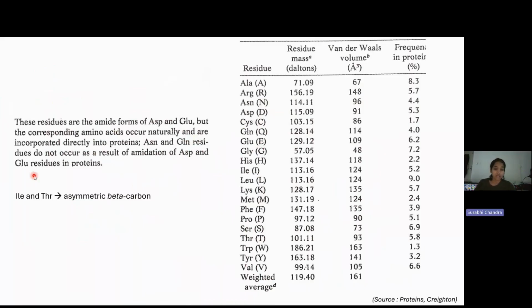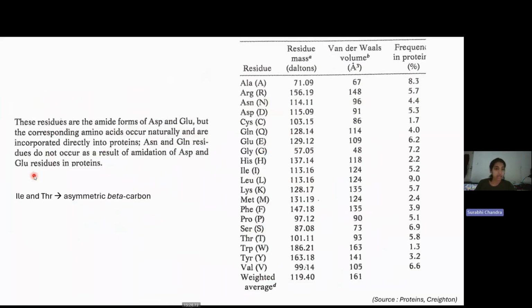So yeah, we looked at isoleucine and threonine having asymmetric beta carbon centers or chiral centers. Also the aspartate and glutamate residues, which we looked at earlier. Asparagine and glutamine are the amide forms of aspartate and glutamate.